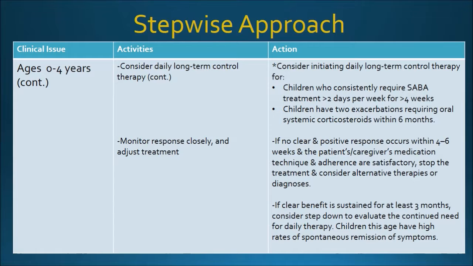If no clear or positive response occurs within 4 to 6 weeks and the patient's medication technique and adherence are satisfactory, we'll stop the treatment and consider alternative therapies or diagnosis. If clear benefit is sustained for at least 3 months, consider a step down to evaluate the continued need for daily therapy. Children this age have high rates of spontaneous remission of the symptoms.